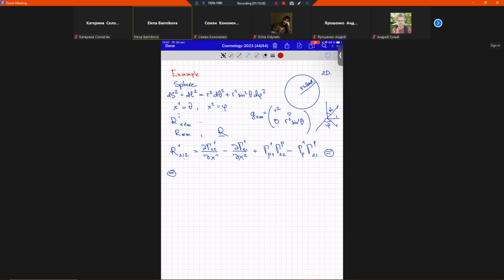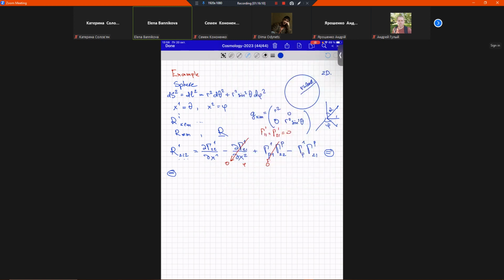I just want to say that this will be equal to 0 due to the fact that the symbols will not be. This sum will also be 0, because the Christoffel symbols gamma 1 1 1 and gamma 1 2 1 equal 0 in this case, so it will be 0.